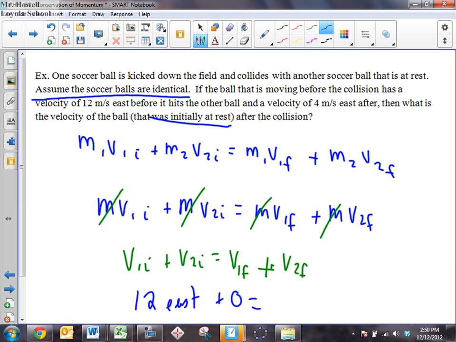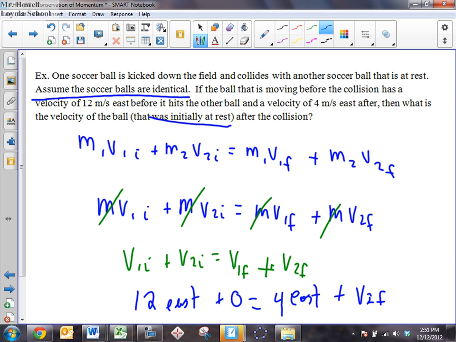Next, the velocity of the first object after it collides is now only 4 east. I'm putting east for a reason. Does this mean negative? And we want to find V2F. East side. It's actually not going to be negative. When we have an object moving east, it's like this.